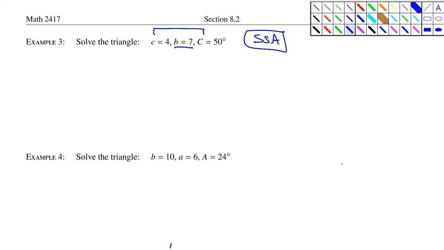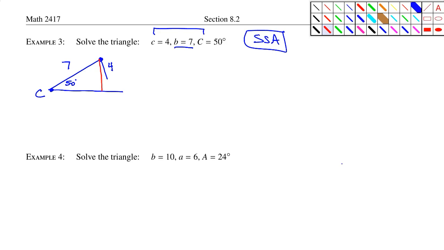So to do that, let me draw a little sketch. So we're going to have 50 degrees here at angle C. The side adjacent to the 50-degree angle is going to be the 7. And then what we want to try to do is pull the side that's length 4 off the side of there. And the question is, can I even do that?